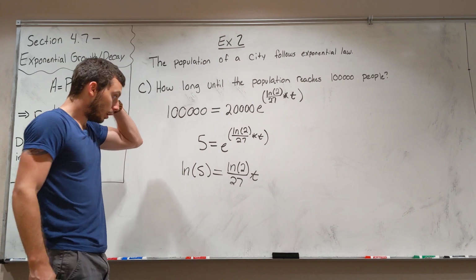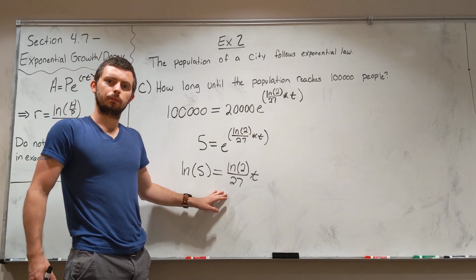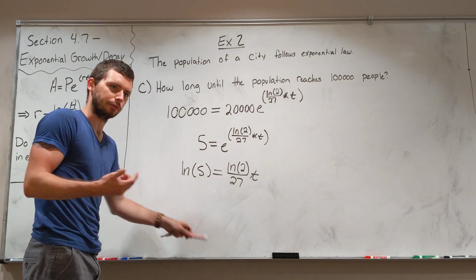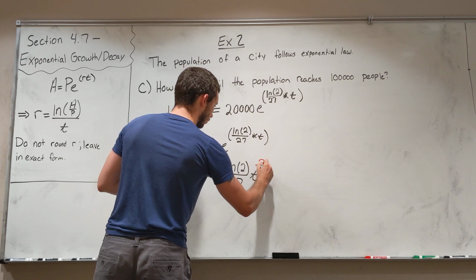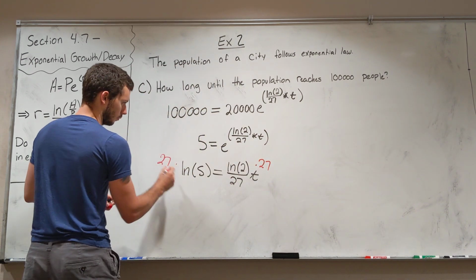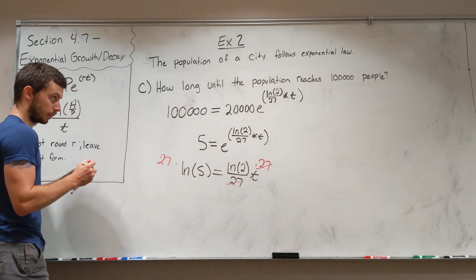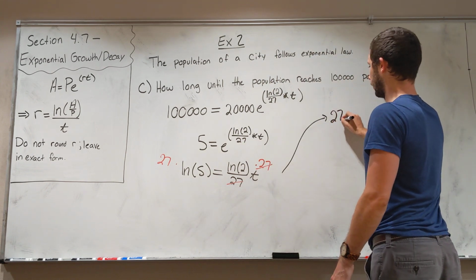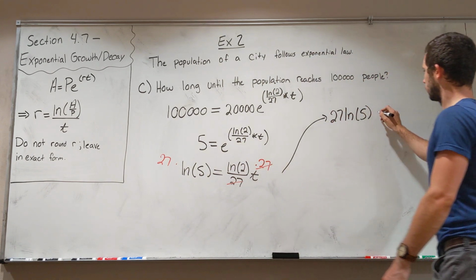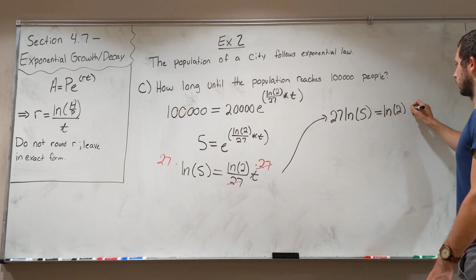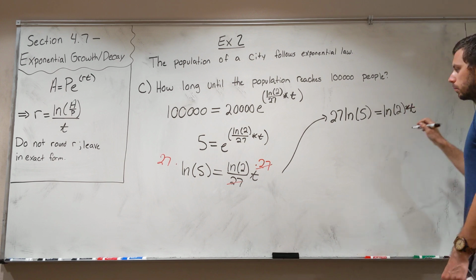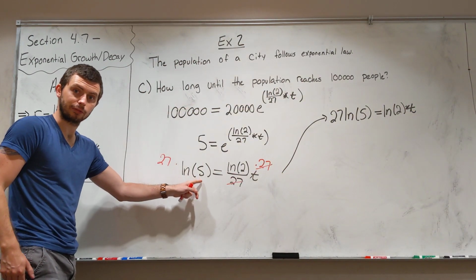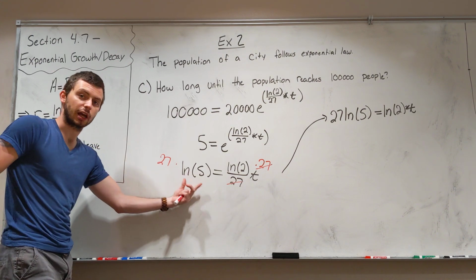So from here, what I like to do, I see a fraction, so I'm going to go ahead and multiply both sides by the least common denominator. So now that is 27 natural log of 5 is equal to the natural log of 2 times t. And keep in mind, the 27 does not multiply the 5 in the parentheses. 27 is multiplying the natural log of 5.